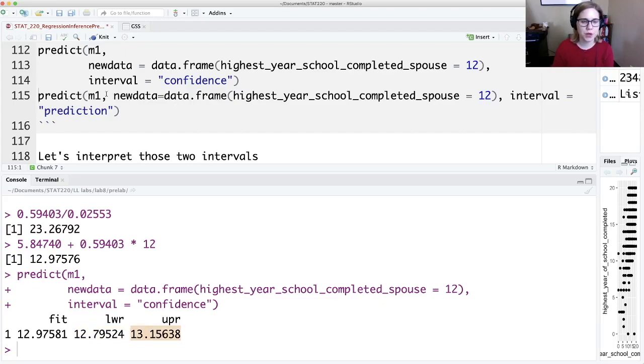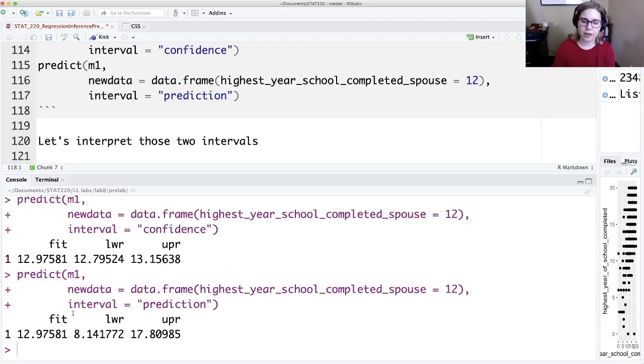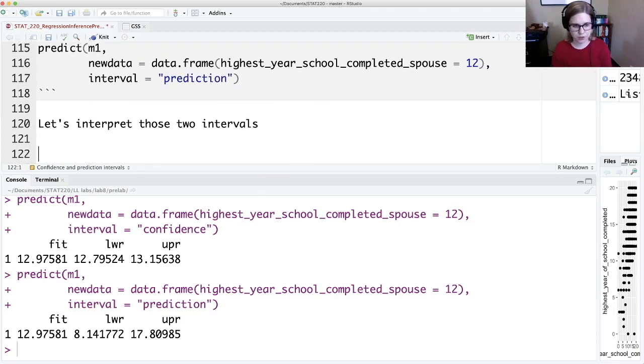And if I wanted to do a prediction interval, I could do the same thing. So I've still got new data is data.frame, and I've got interval is equal to prediction. That's the only thing that I change. And if I control enter, again, I get the interval in my console. The fit is exactly the same. So the middle of the interval is always the same. The only thing that's different is how wide the interval is. And the prediction interval is always going to be the wider interval because the prediction interval is about a particular value.